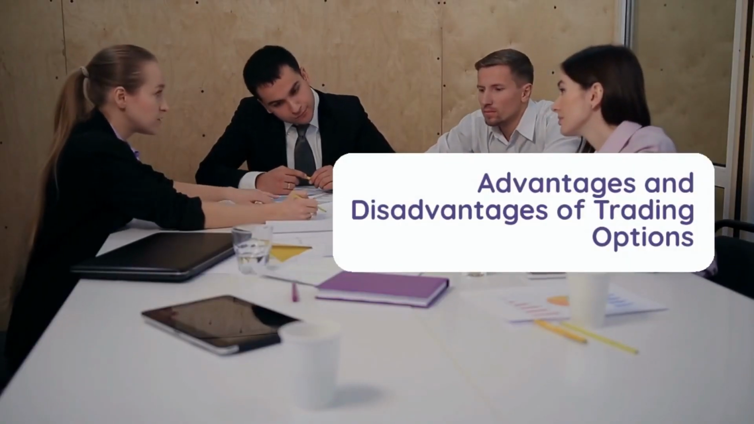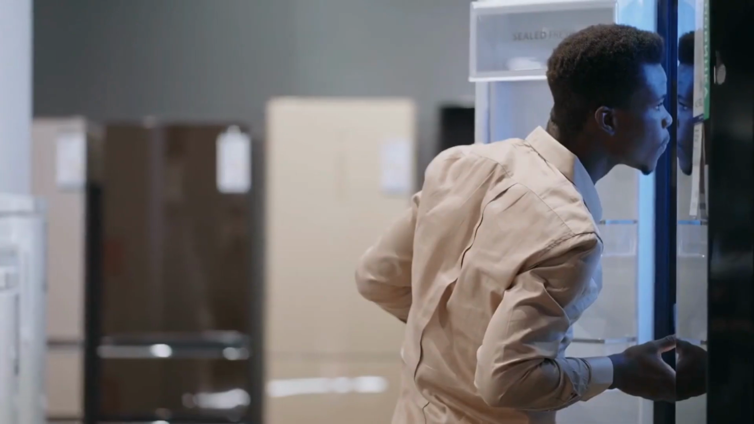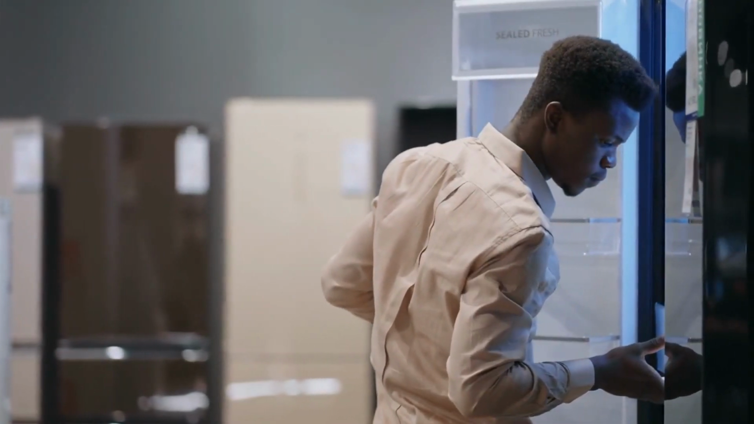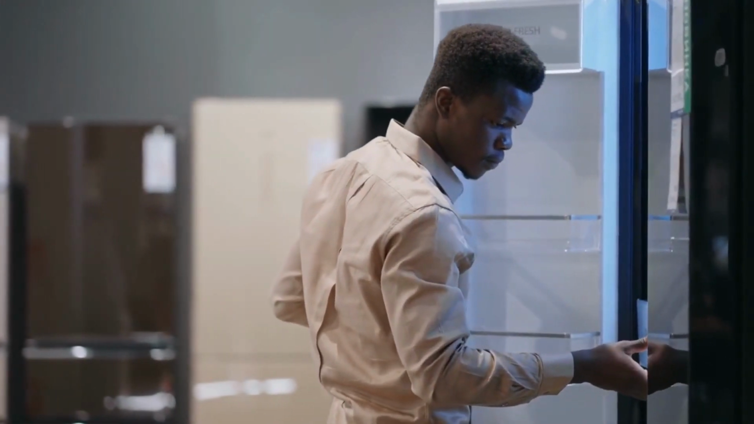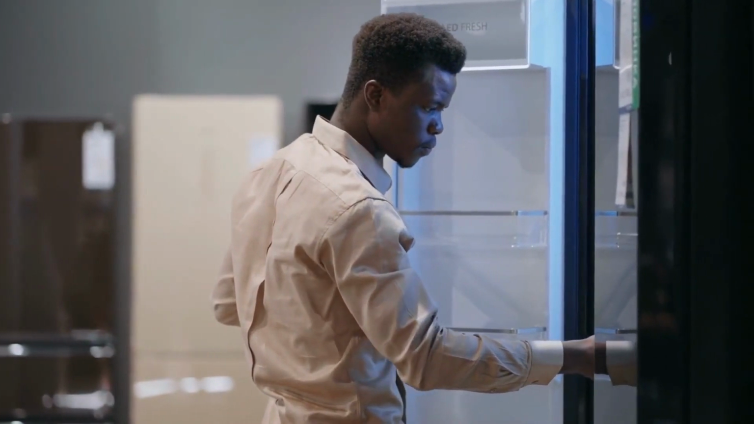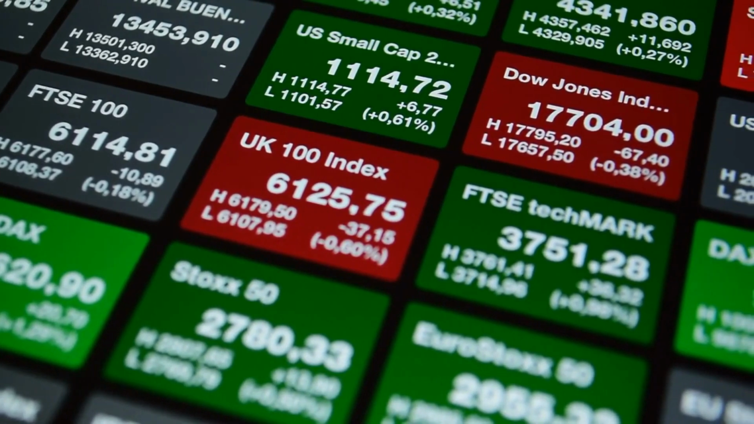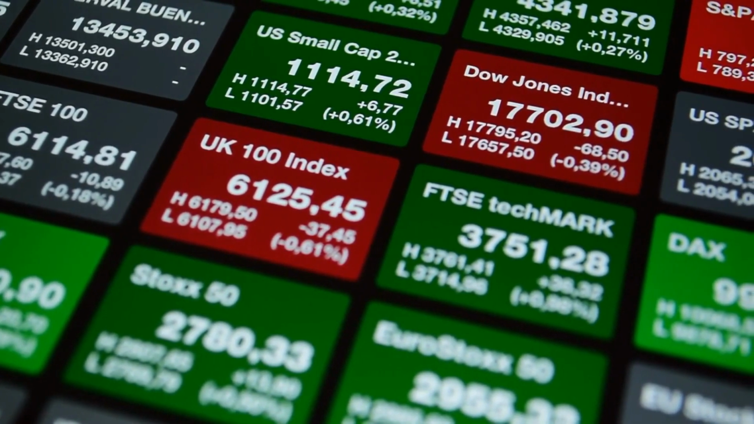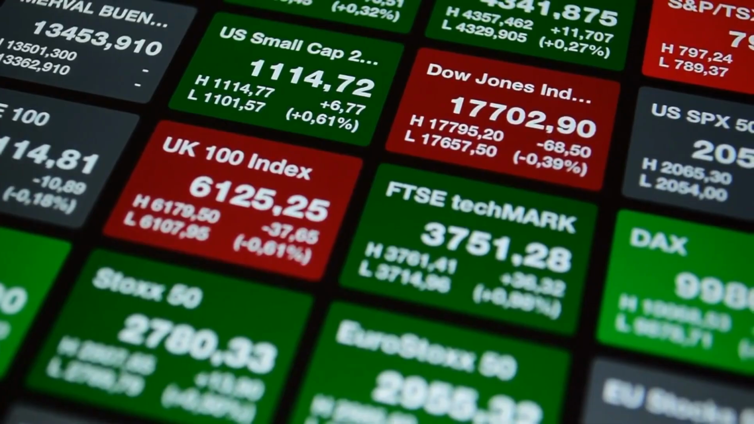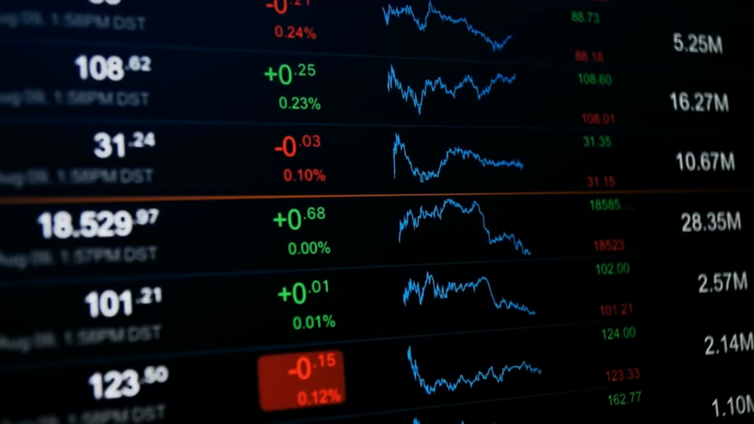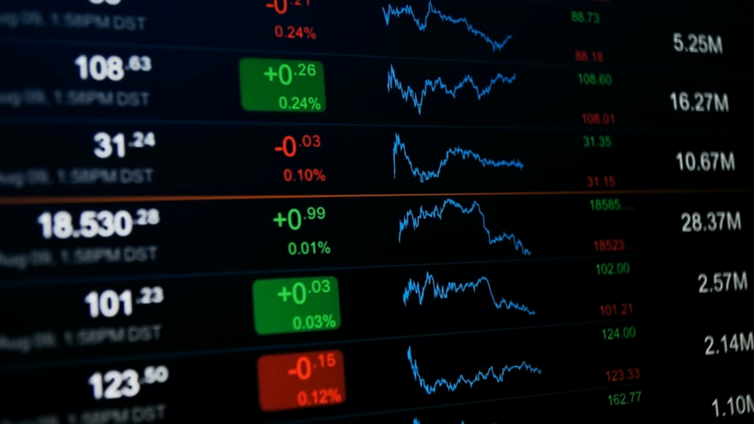Advantages and disadvantages of trading options. The biggest advantage to buying options is that you have great upside potential with losses limited only to the options premium. However, this can also be a drawback since options will expire worthless if the stock does not move enough to be in the money. This means that buying a lot of out-of-the-money options can be costly.